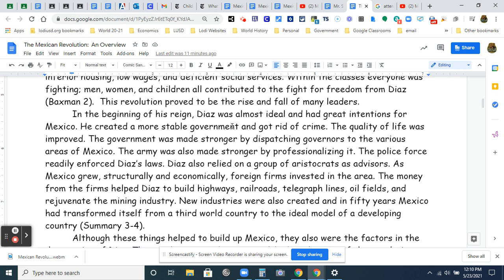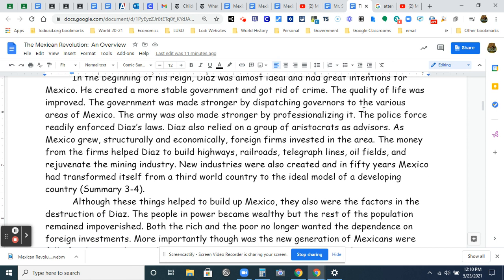In the beginning of his reign, Diaz was almost ideal and had great intentions for Mexico. He created a more stable government and got rid of crime. Quality of life was improved. The government was made stronger by dispatching governors to the various areas of Mexico. The army was also made stronger by professionalizing it. The police force readily enforced Diaz's laws.